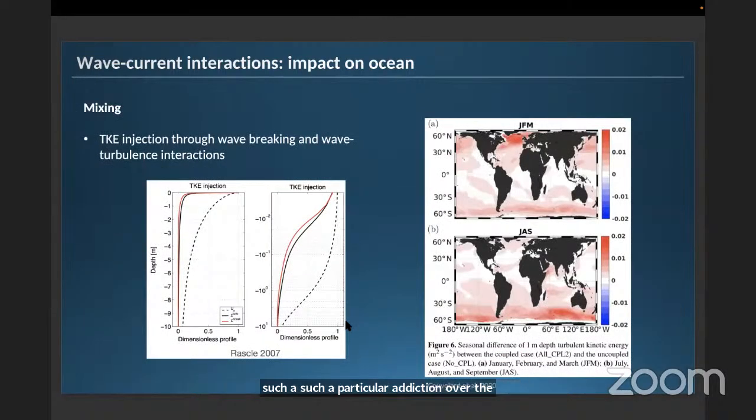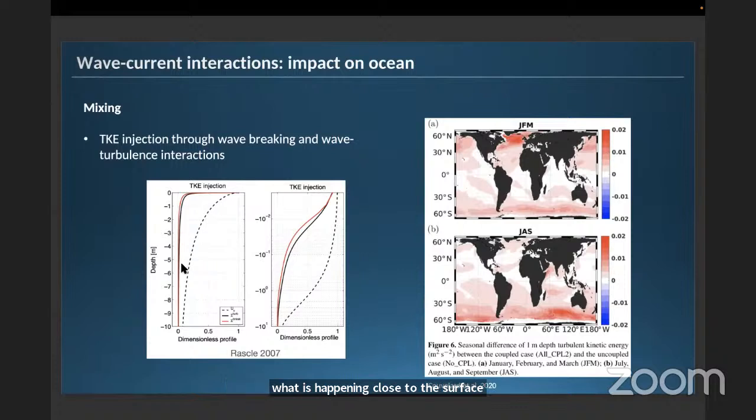Then the waves also induce mixing, as we said. And here you have a profile of the turbulent kinetic energy injection through wave breaking and wave turbulence interaction. On the left, the profile is linear with depth, and the second profile is the same, but in a logarithmic scale, just to show more what is happening close to the surface.